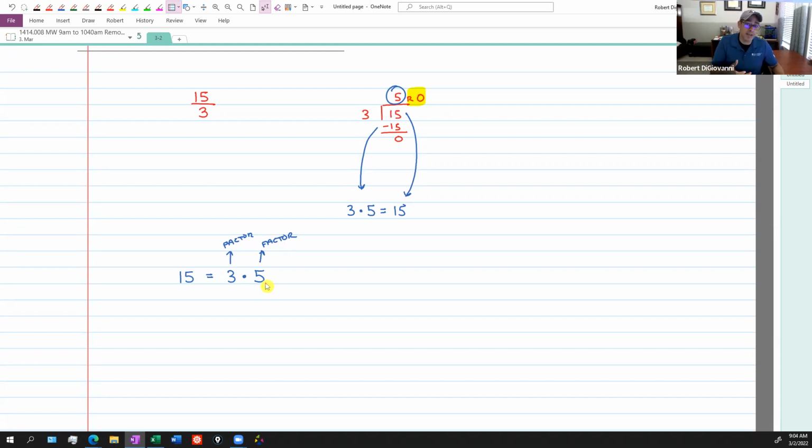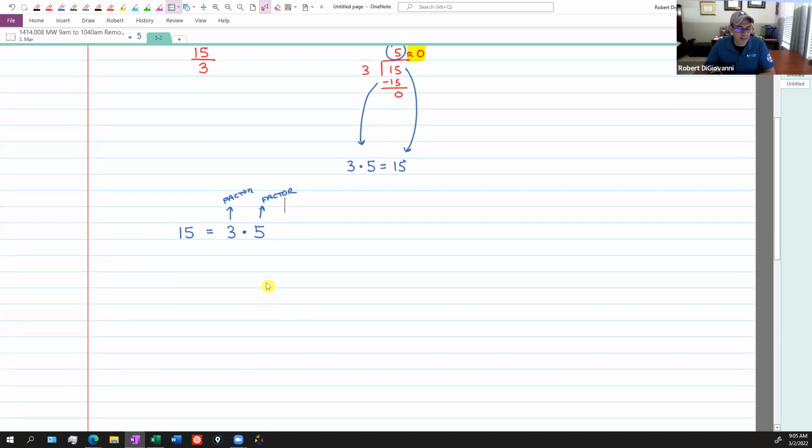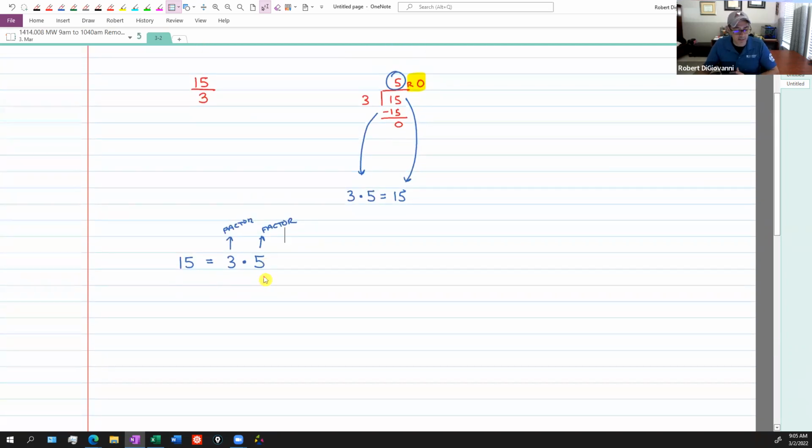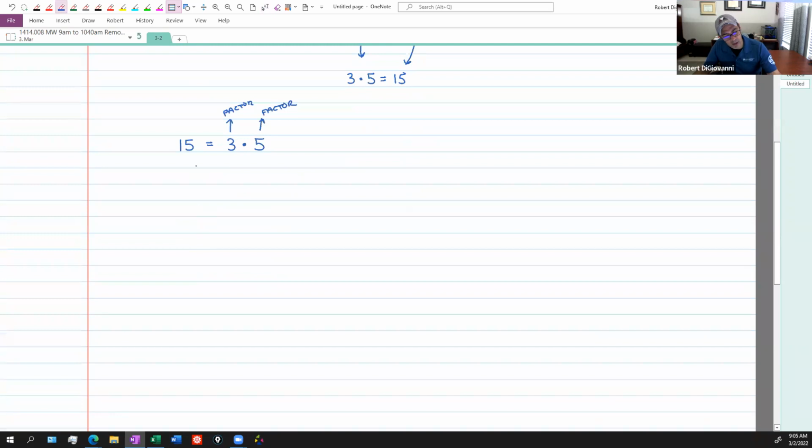What we're going to be doing is not numbers. We're going to be looking at polynomial expressions and factoring them. So we're going to need to somehow use division to achieve this same thing. Let's look at something that doesn't divide evenly. Let's stick with 15, but now let's divide it by 4.